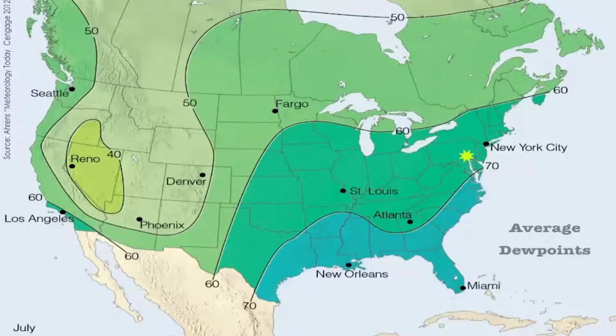This is a map of the average dew points as we go through the month of July. Lancaster is very close to 70 degrees. Our typical dew points are in the upper 60s. Notice where the most humid air is. It's around the Gulf of Mexico and in the southeast. That's because the Gulf of Mexico is trying to kill us.